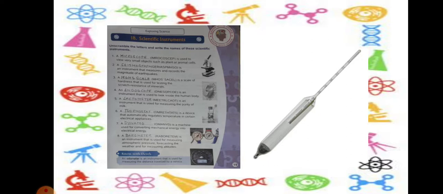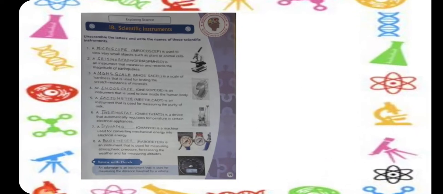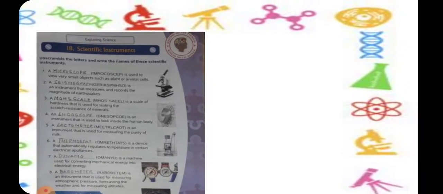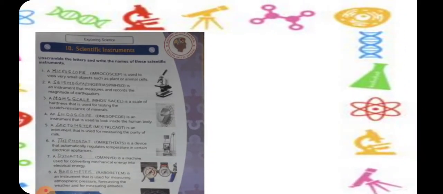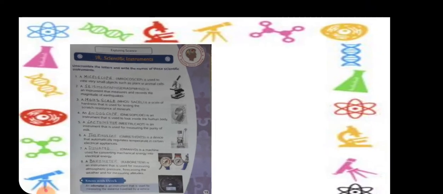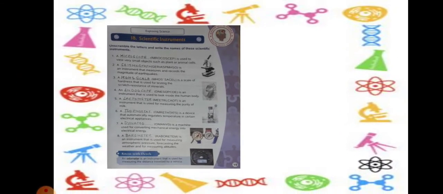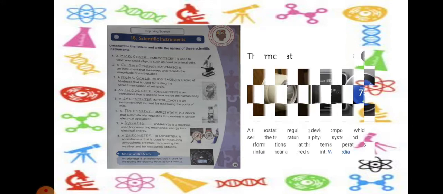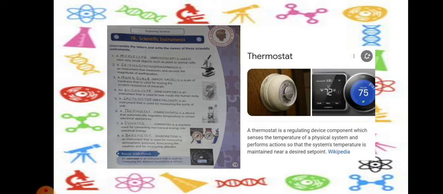So this is the work, or rather the function, of a lactometer. Next, children, number 6, a dash is a device that automatically regulates temperature in certain electrical appliances. So this is a thermostat. It is a device that automatically regulates temperature in certain electrical appliances.